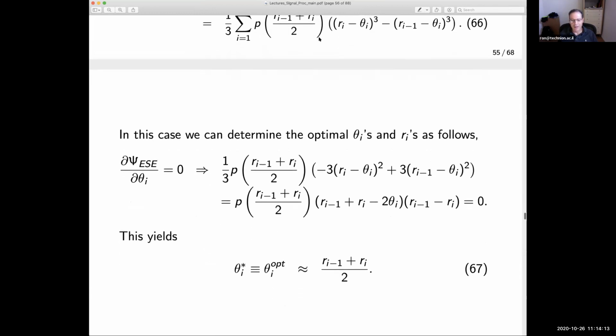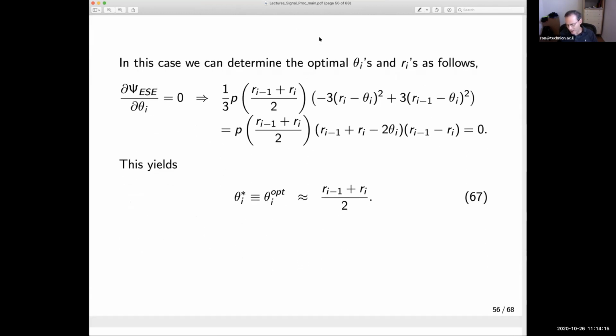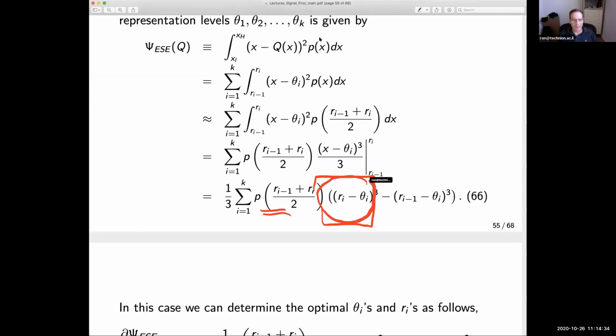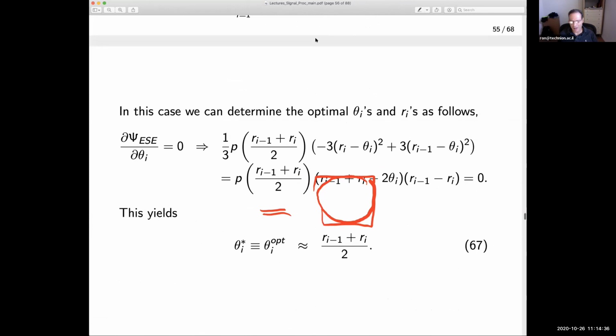Okay. And at the end of the day, surprise, surprise, what we get is that the thetas are nothing but the average between every two r_i's. So this is just the beginning. What we'll do is plug this equation into the equation above, into this optimal equation. So now we know what the thetas are.